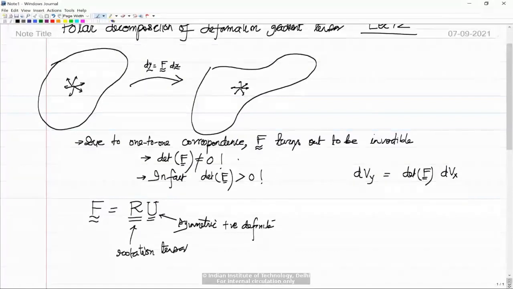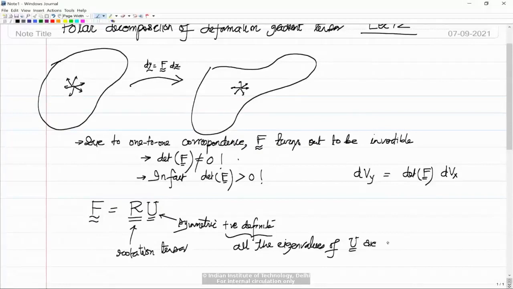So symmetric positive definite, what does that mean? Of course, symmetric means U is symmetric, that is U equal to U transpose. And positive definite means all the eigenvalues of U are positive. There is in fact a mathematical statement also for positive definite: U times X dot with X.